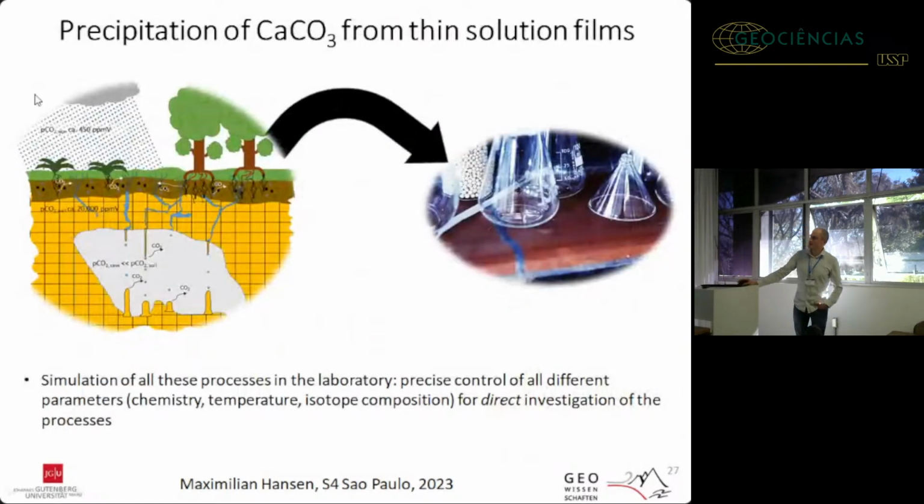Okay. And this brings me now to my main research interest. What I've been doing for the past 10 years is trying to simulate all these processes which I showed you before in the laboratory. This requires very precise control of all different parameters, such as the chemistry of the solution, the surrounding temperature of the atmosphere, and the isotope composition of the solution and the atmosphere. In the end, this enables a direct investigation of all these processes.